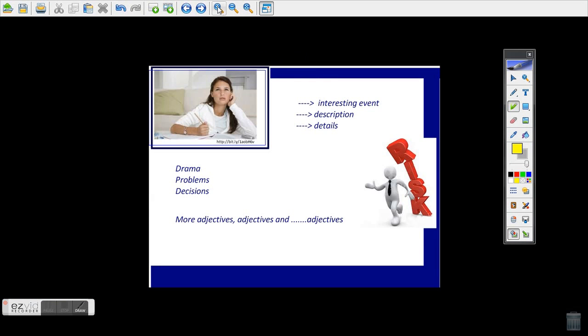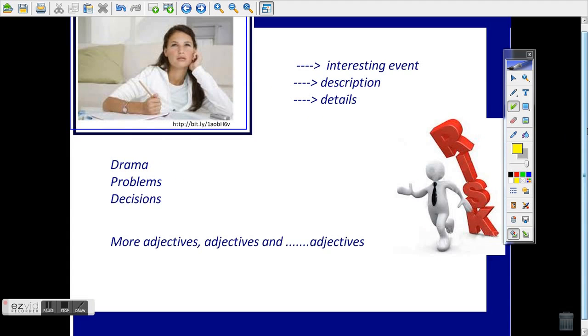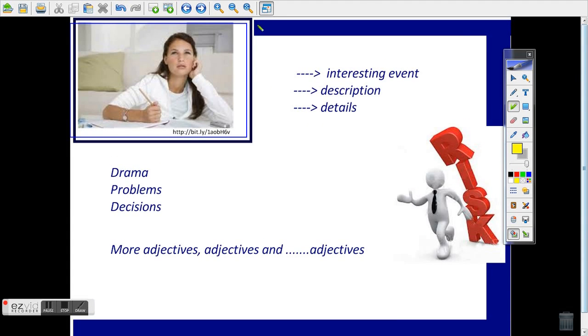Okay, so here are some techniques of writing a good narrative essay. Of course, you focus on an interesting event that you want to write, and then you add more description and more details. Of course, you also have to add a dash of drama, problems and decisions. And finally, adjectives, adjectives and more adjectives.